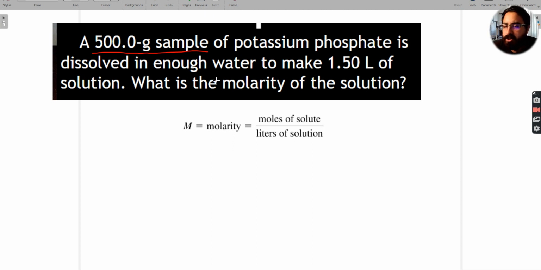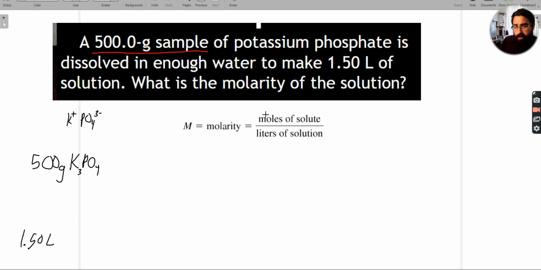So we got a 500-gram sample of potassium, so that's K, not P. Phosphate, so that is PO4. Am I right? No, I'm wrong. K has a charge of +1, and phosphate has a charge of 3-. So it's K3PO4. All right. 500 grams of potassium phosphate is dissolved in enough water to make a 1.50 liter solution.